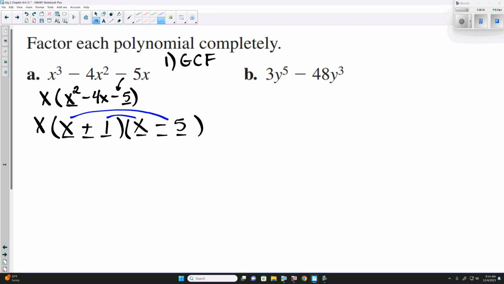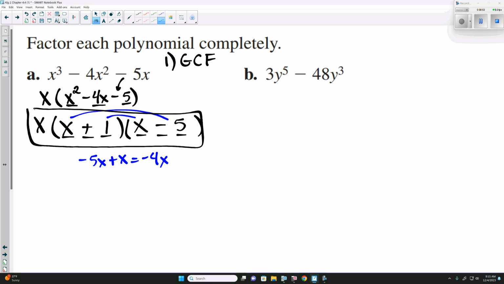And lastly, we can check to make sure we do have the correct factors. x times negative 5 is negative 5x. 1 times x is plus x, giving us negative 4x. Is that the middle term we wanted? Yeah. So x cubed minus 4x squared minus 5x factors to x times x plus 1 times x minus 5. Questions on this here?